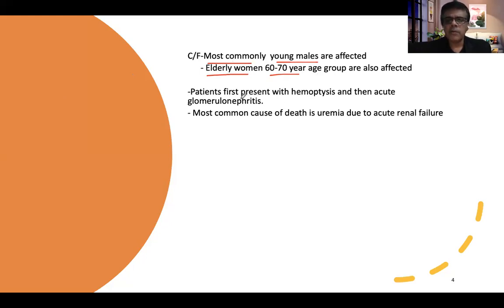The patients first present with hemoptysis, and then the patient presents with oliguria and signs of renal failure due to the onset of acute crescentic glomerulonephritis. So most common cause of death is due to acute renal failure, and the patient have characteristic signs and symptoms of uremia. That is the most common cause of death.